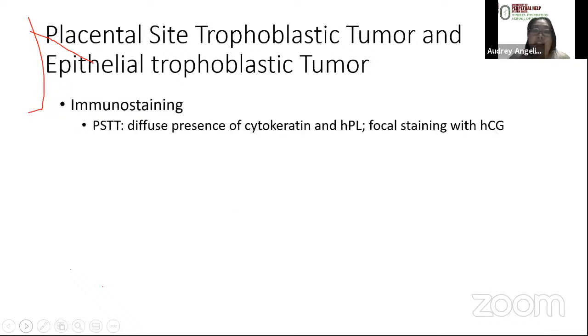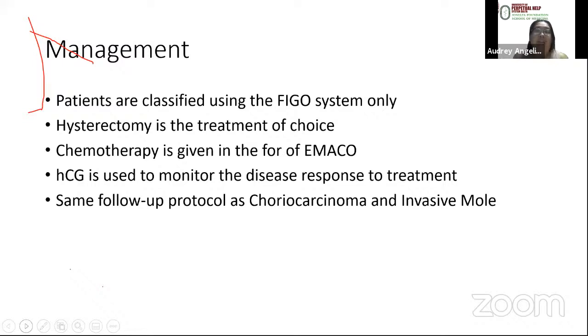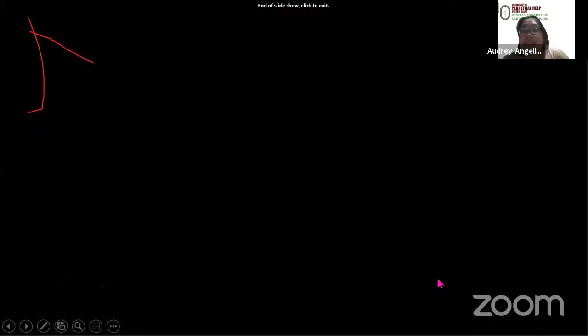So your immunostaining differences: PSTT is diffuse with your cytokeratin and your human placental lactogen, and focal staining with hCG. So patients are classified using the FIGO system. Hysterectomy is the treatment of choice. Chemotherapy is given. So beta hCG is used to monitor the disease response to treatment, and would have the same follow-up protocol as choriocarcinoma and invasive mole.